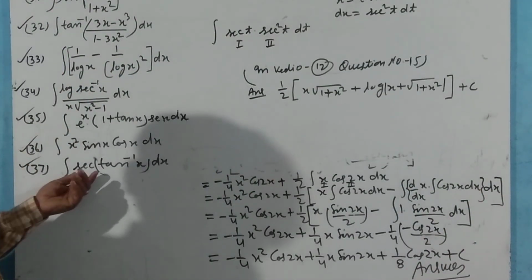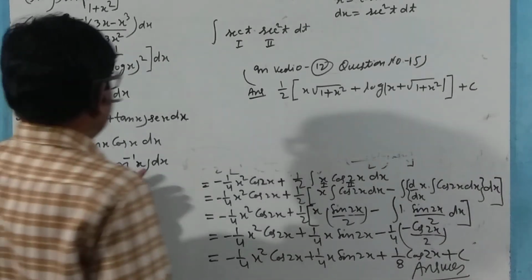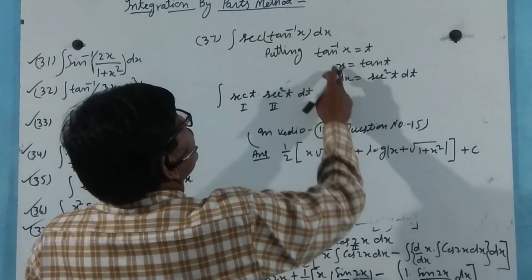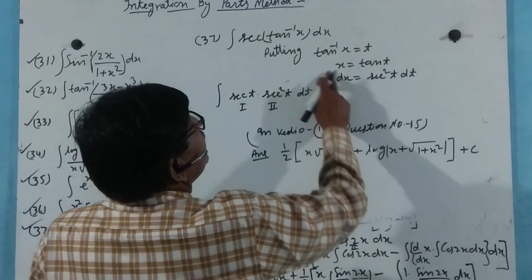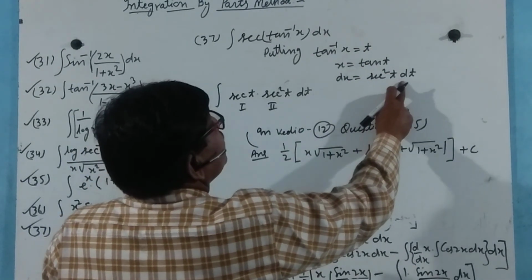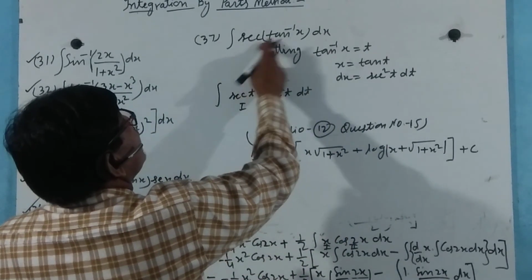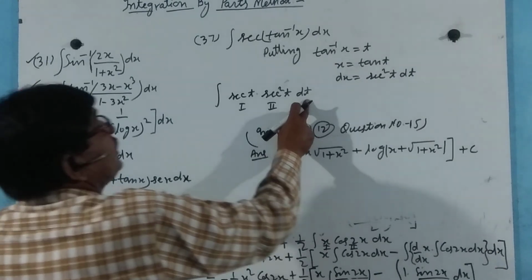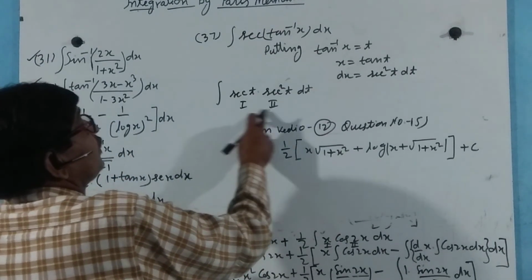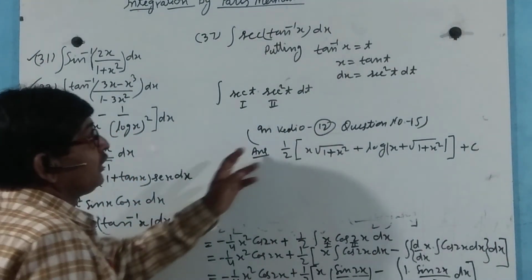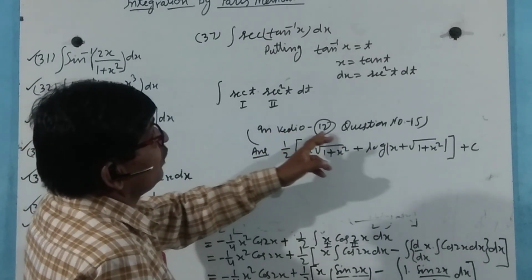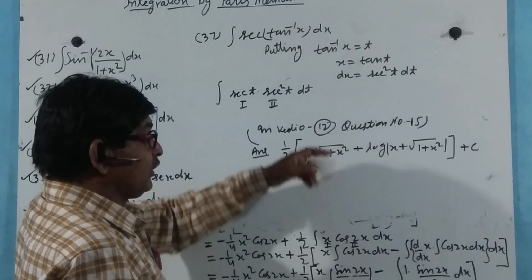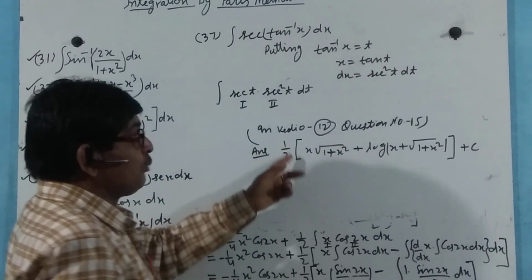Now question number 37, sec of tan inverse x dx, putting tan inverse x equal to t, x is equal to tan t, dx is equal to sec square t dt, putting this sec t and dx equal to sec square t dt. Now we take the first term and second term, solve it in video 12. Question number 15, solve these questions. That answer is half plus x.